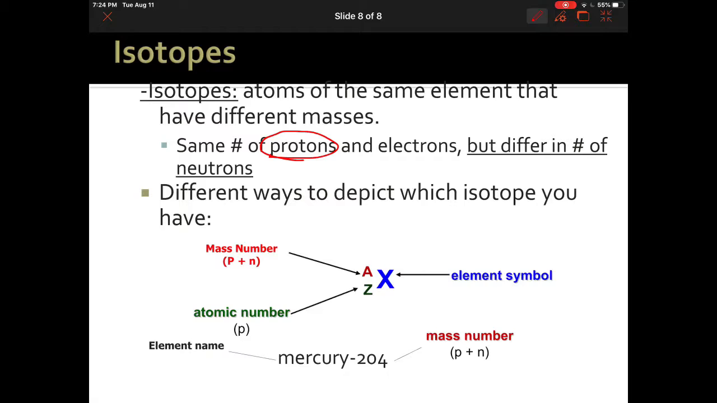Several different ways to write the isotope that you have. You have this isotope notation where you have the element symbol written big, then the mass number written over the atomic number, or you can just write the element name dash the mass number. So let's talk about 2 of those just so we can get used to seeing this. 2 very common isotopes are carbon-12 and carbon-14.